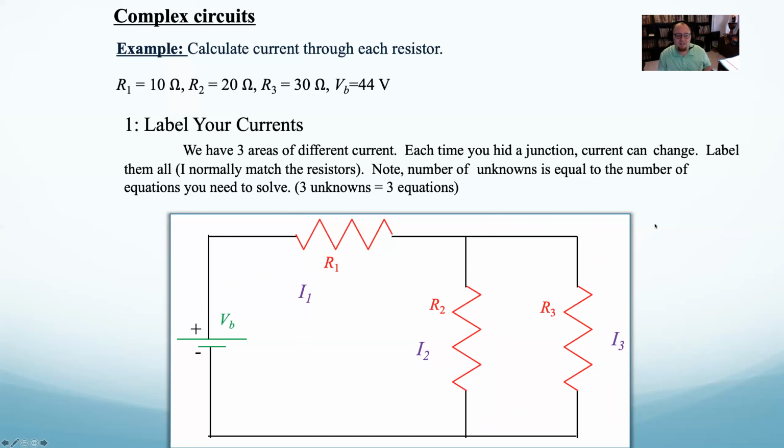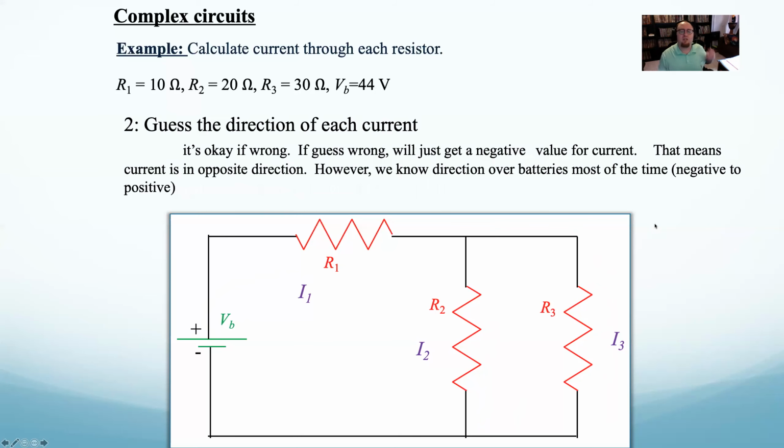Once you define each current, you guess the direction of each one, and you just say what direction each current is going in. It doesn't matter if you're right. Just pick a direction, any direction. Make sure you keep track of what direction you picked, but just guess. And I'm going to say, you know what? I1's going that way. I2's down. I3's down.